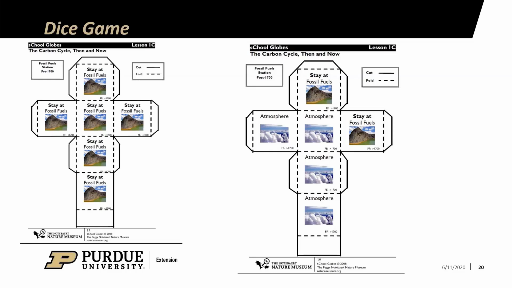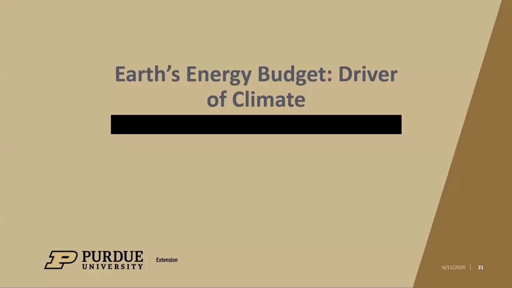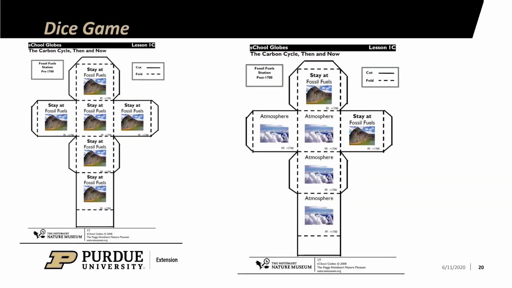But at the end of 20 rolls or 25 rolls, each student tallies up the stations they've been at and the number of times that they were there. And what you find in aggregate from the entire class is that before we started burning fossil fuels, the amount of carbon in fossil fuels was relatively stable. And after we started burning fossil fuels, the number of fossil fuel carbons decreased. So it's just one way to kind of explain the major difference there with fossil fuel combustion.